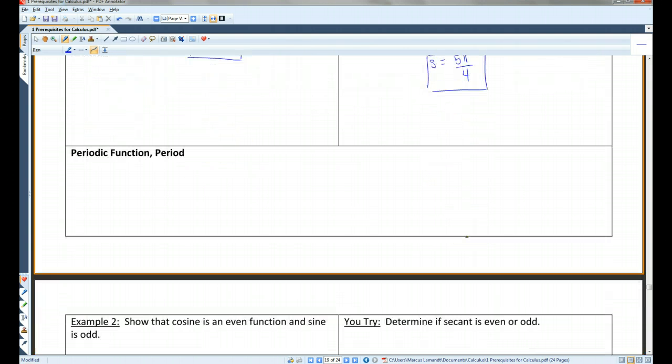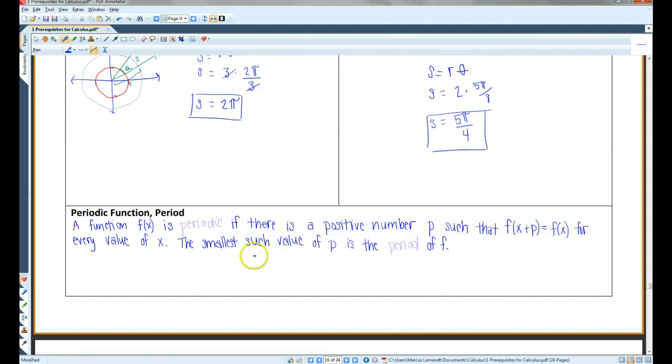Periodic function, period. I'll go ahead and write this definition down. A function f of x is periodic if there is a positive number p such that f of x plus p equals f of x for every value of x. Basically, the function repeats itself every so often. The smallest such value of p is the period of f. So however long it takes for a function to repeat itself, that's considered the period.